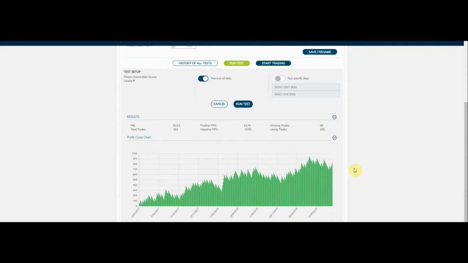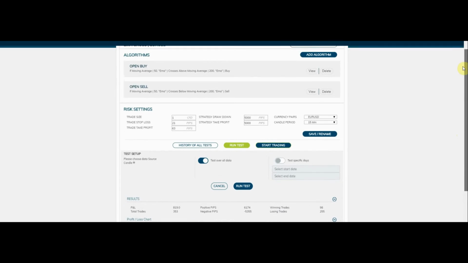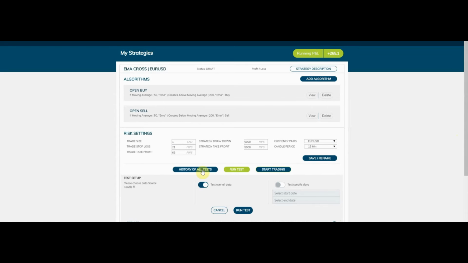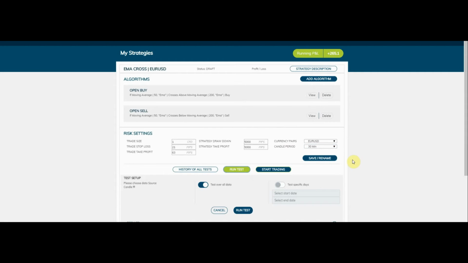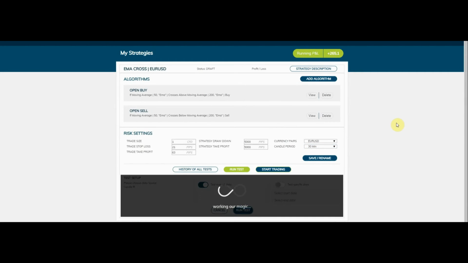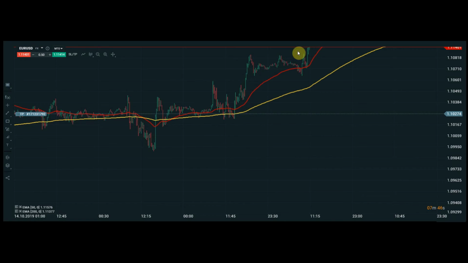So let's just now go to a different scale and now test. If we just look at the history of all tests, by the way, we can see both of these here. Now let's test it on a 30-minute time frame. Okay, so let's just come out of here. 30-minute time frame, run test. So it's now going to run the same test, the same strategy, but this time on a 30-minute time frame.